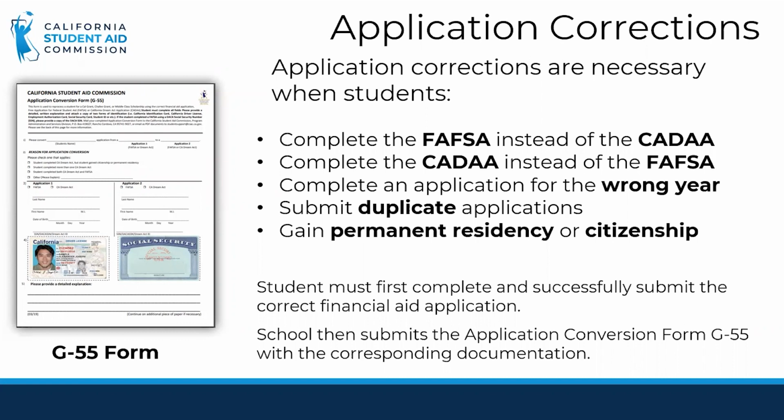The other time that we use this form is when a student correctly fills out the CADA because that was the application that corresponded to their status when they filled it out, but then they became either a permanent resident or a United States citizen. Obviously, their status has changed, and they can now fill out the FAFSA. You would have to contact us in this situation and use this G55 form so we can convert that over to ensure that the student continues to get paid and becomes eligible for federal aid.